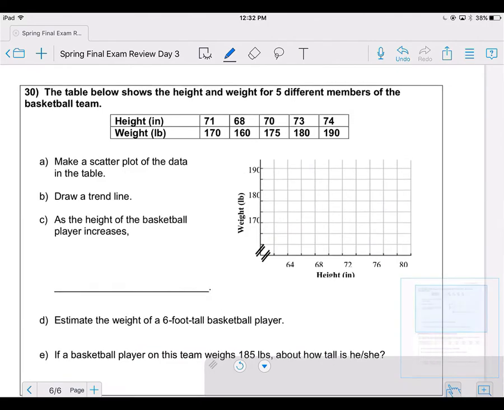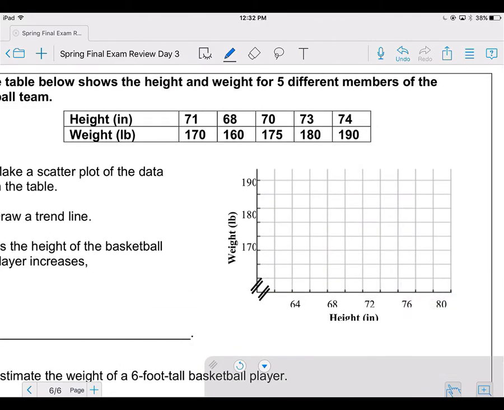Problem 30, they want me to make a scatter plot of the data. So these are even numbers in between. Okay, wait a second. 64, 66, 68, 70, 72, 74, 76, 78, and 80. My scale's a little off. So 71 and 170, 68 and 160, 70 and 175, 73 and 180, 74 and 190.